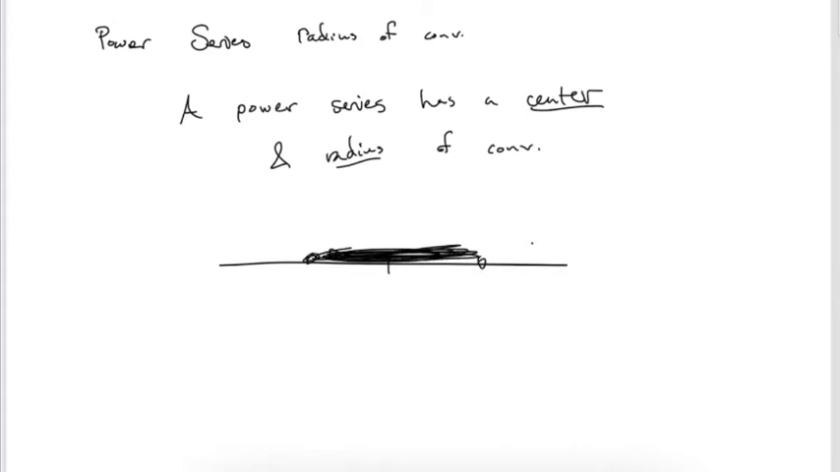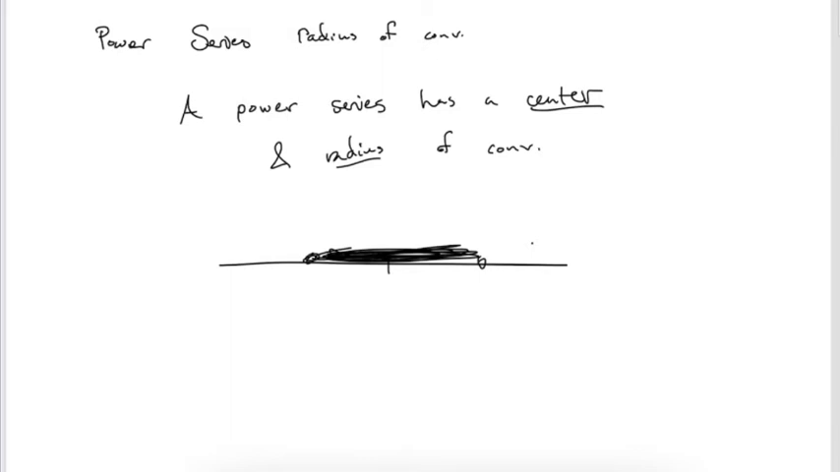The only thing that's a little uncertain is the endpoints of that interval. The interval may include both endpoints. It may include one but not the other, or may include neither of the endpoints. But every power series has a center and a radius of convergence, which means the convergence occurs inside an interval.